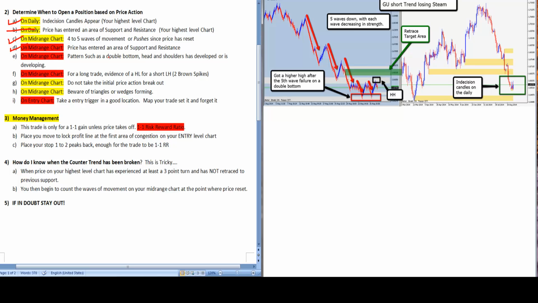Number two, a pattern such as a double bottom, head and shoulders, etc. developed in this area. Yes, we have, and you can see I even marked it here. On the fifth wave of failure, we have a double bottom here for price action at a good area of support. So we can check that box.